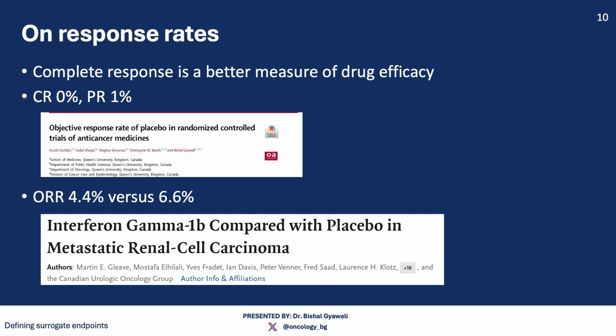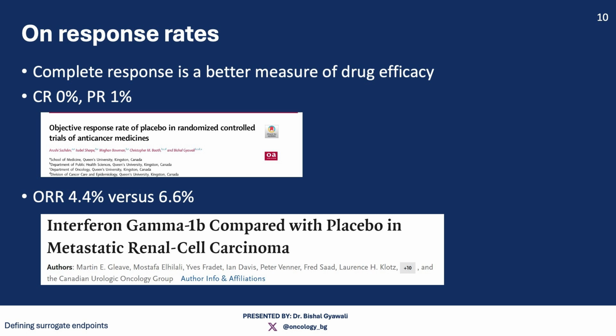And when you put that in context with what we are approving nowadays, for example, this is 1% response rate overall, but there were some typical examples. For example, I'm showing this trial from renal cell carcinoma in which interferon, a drug, was compared with placebo. And in this particular case, placebo had a higher response than the drug.